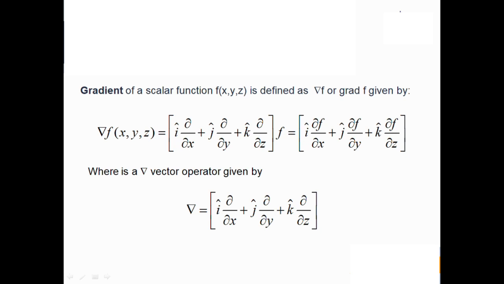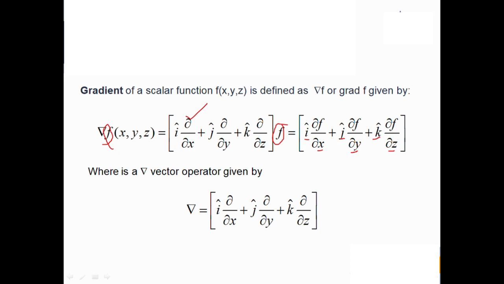So when you have this del operator working on f, what you get is a vector, in the direction given by i, j, k, and what you get as a result is the space rate of change of f. You see that all these derivatives are with respect to the x, y, and z axes. So this basically gives you the space rate of change of f. That is the basic idea behind gradient.